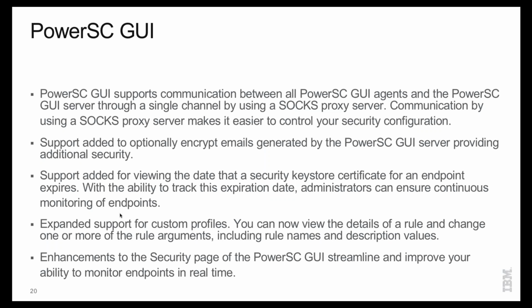And there's a special numeric value, what's called a nonce, so that a unique nonce is used as another additional measure. Anytime they communicate, they have a secret number that is used, and that also verifies that the client and the server are authentic. So there are multiple methods of absolutely securing that communication. The second bullet is a new option for encrypting emails generated by the PowerSC GUI server.